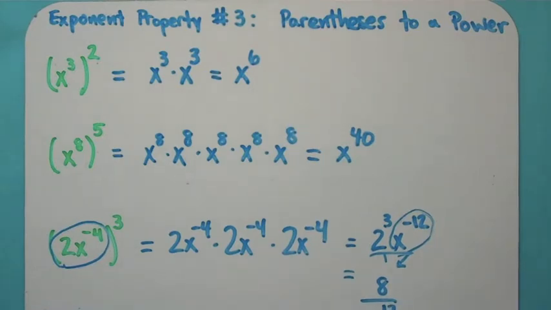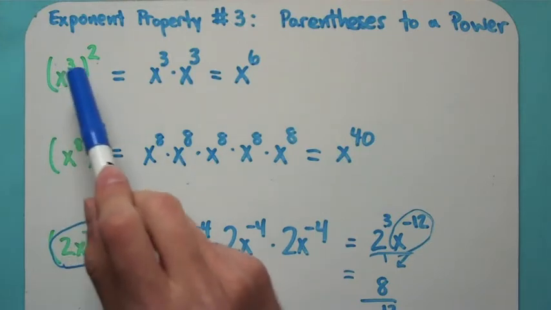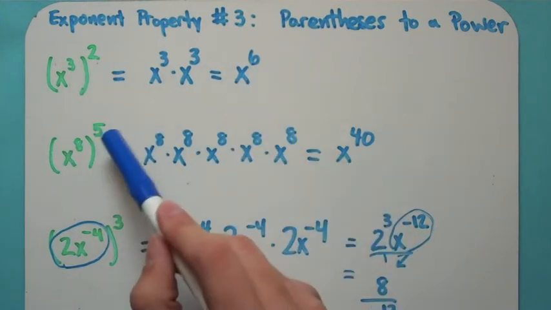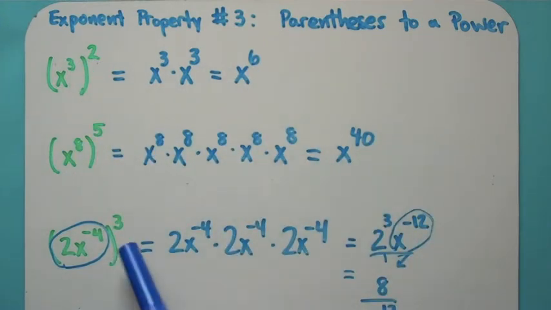So at this point, you guys are probably seeing a pattern in my exponents here. What's really going on is we're taking these two exponents and multiplying them together. 3 times 2 gets me a 6. 5 times 8 gets me 40. 3 times negative 4 was a negative 12, but then we fixed it and made it a positive 12 by moving it down.